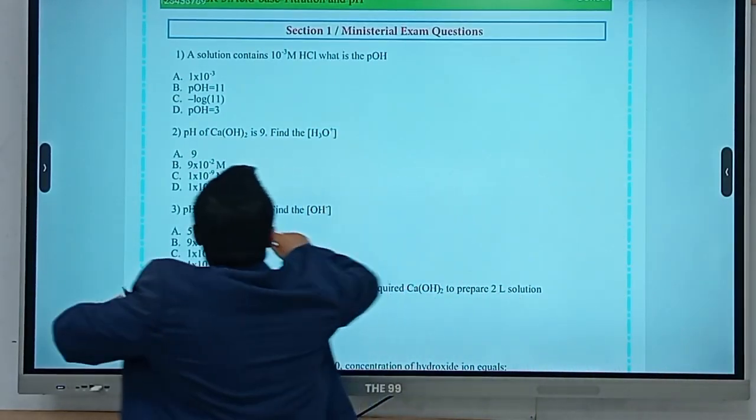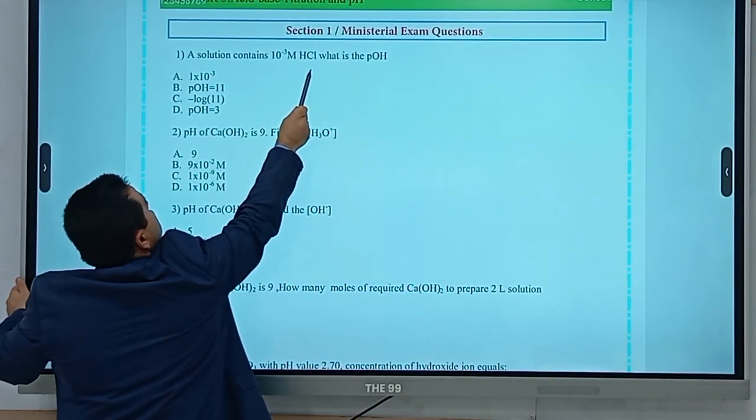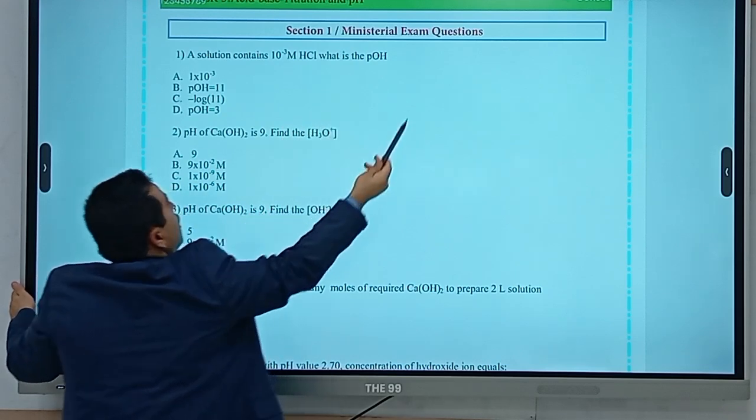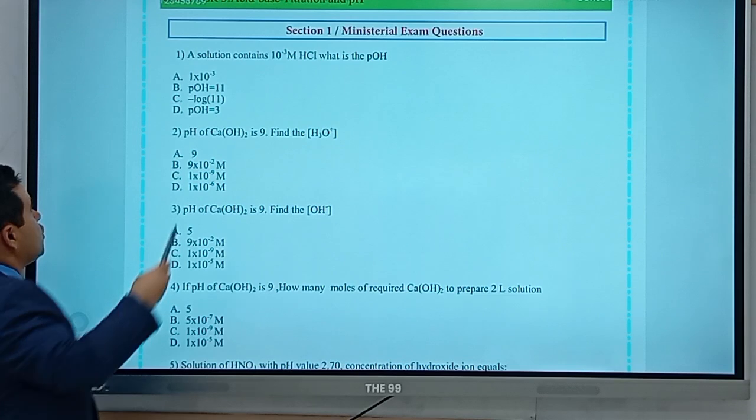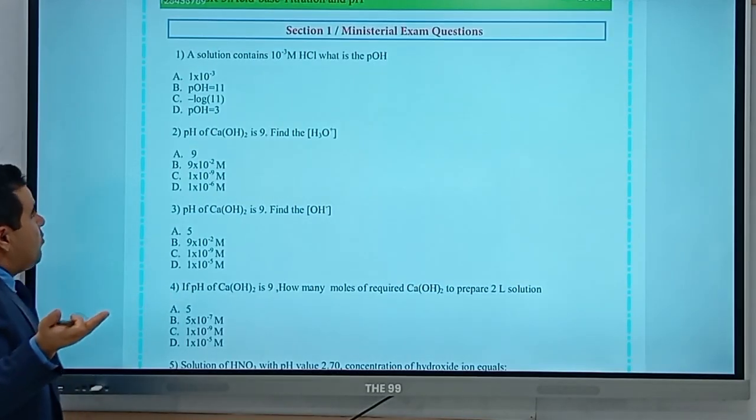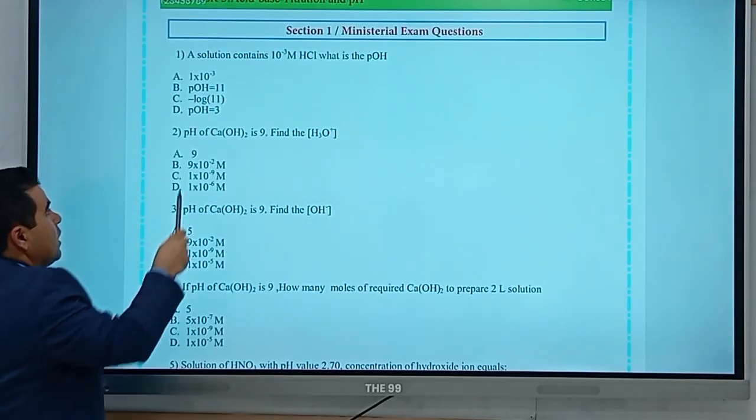A solution contains 10 to the power minus 3 HCl. What's the pOH of that solution? So the pH is equal to 3 and the pOH is equal to 11. This is how the mathematical calculation can be solved.